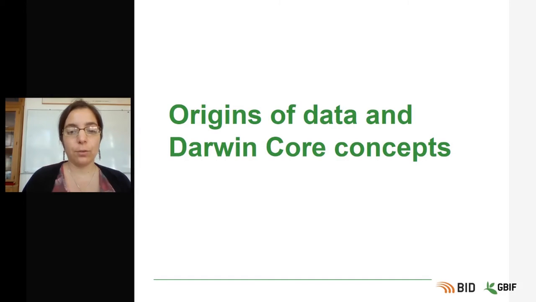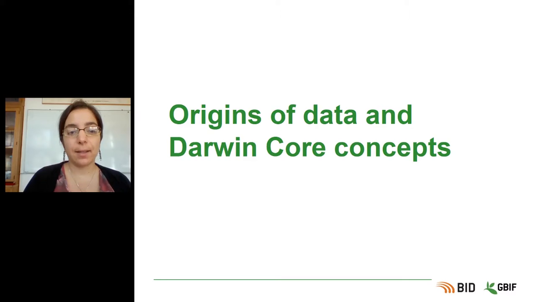So now we are going to talk about the origins of data and how they are related to Darwin Core concepts. Darwin Core is a data standard that is used in the GBIF network, and that will be presented in more detail in further modules. But right now, we're going to link the origins of data and how they can be published through GBIF using the Darwin Core concept.